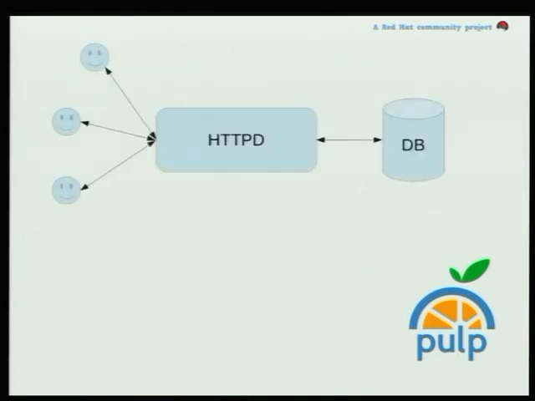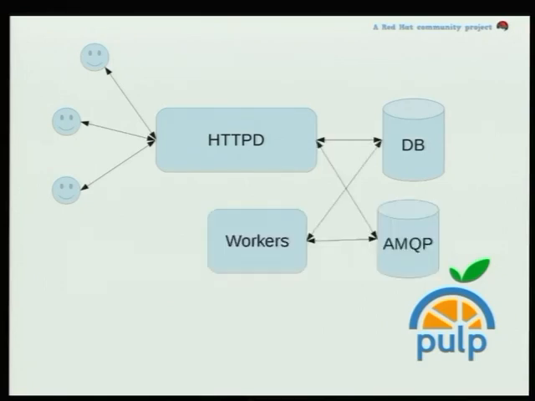And to illustrate this quickly, here's what a classic web application looks like, a WordPress or something. You have some kind of web process that handles requests, and it stores its state in a database. Well, Pulp adds this concept of workers and an AMQP message broker to add this concept of we need to do long-running jobs that exceed the time in which we want an HTTP client to be hanging on and waiting for a response.